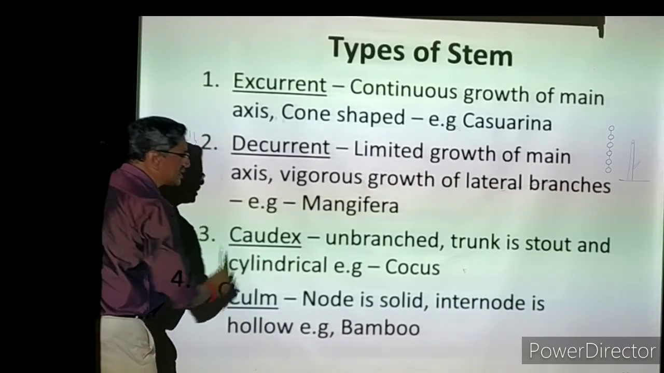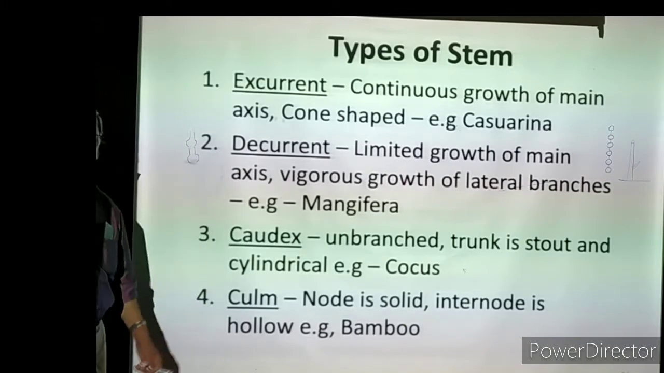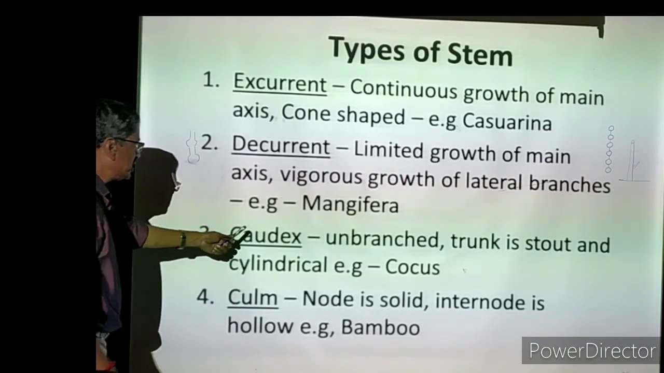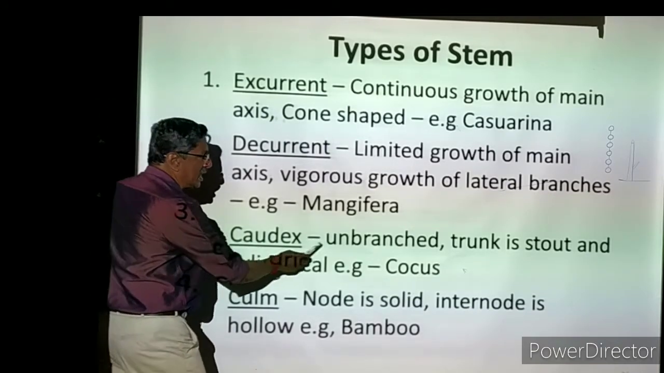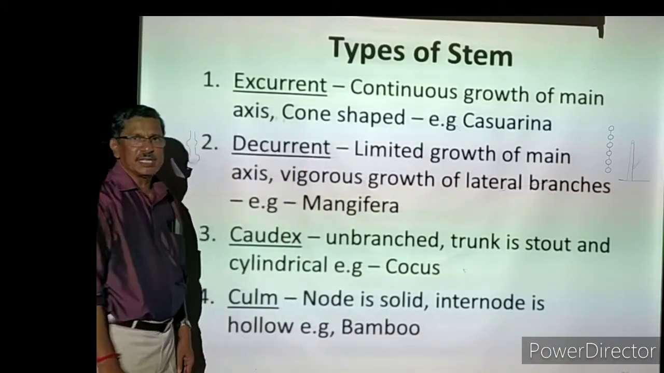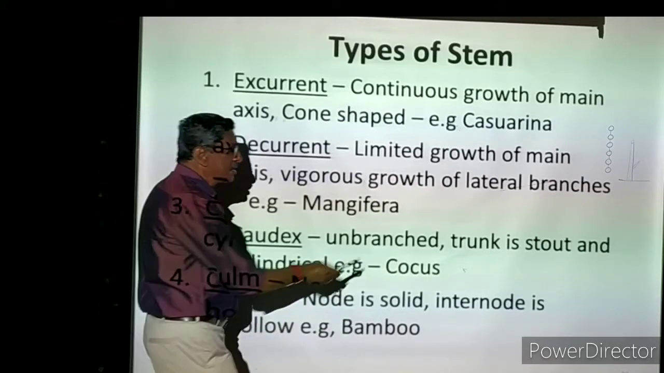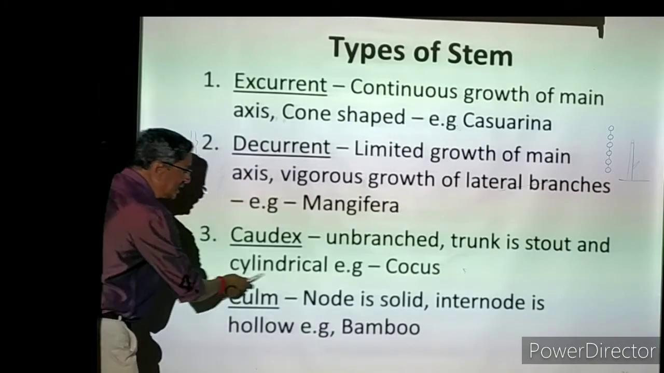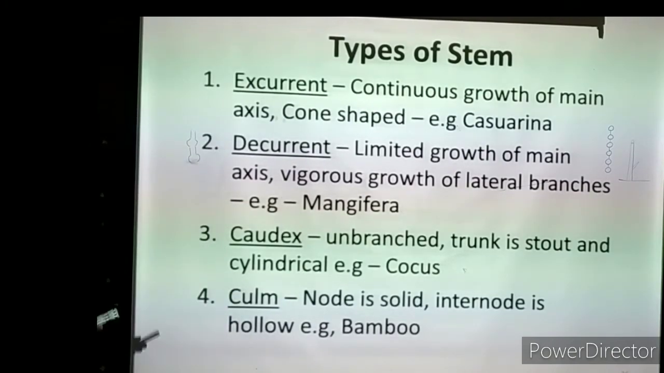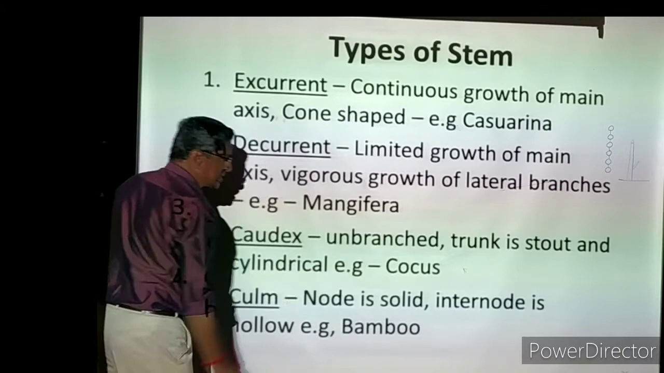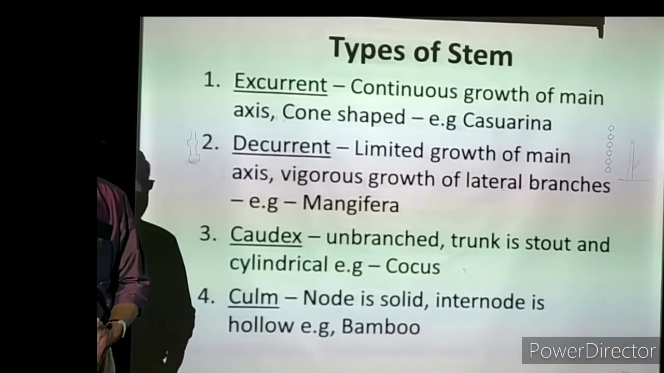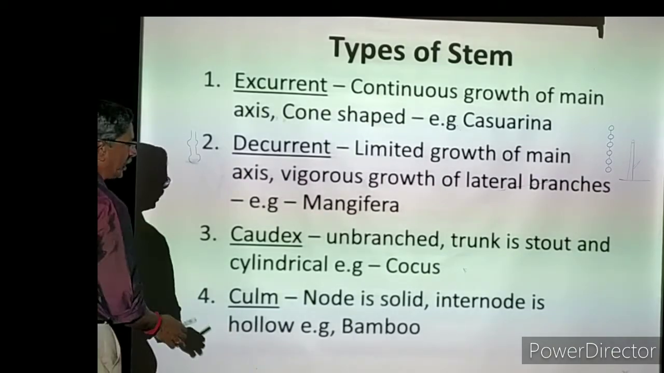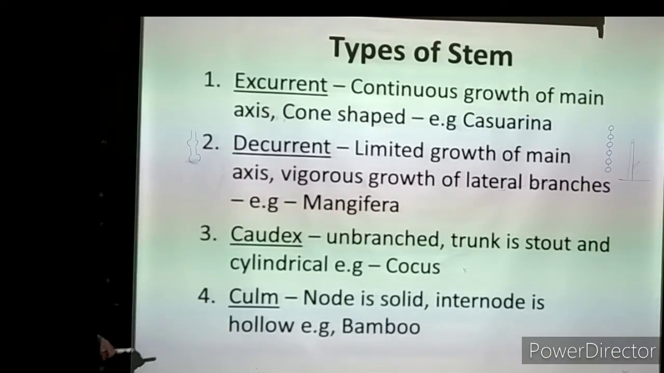The next one is caudex. Already in the introduction I told you, caudex means the main stem will be there, but no branches. It is an unbranched stem we are reading. The trunk is stout; the main stem is very, very stout and cylindrical in nature. Example, Cocos. Cocos is coconut. If you take that main stem, it is long and cylindrical, with no branches.